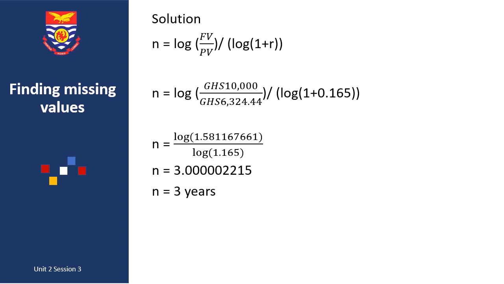You see, I didn't write 3 Ghana cedis because the question required us to find the number of years or the period. So anytime you are finding the number of years or period, you write it in years. You get it? If you are to find the future value or the present value, it's in cedi term or currency term, so you write it based on the currency prevailing in the question. So n is 3 years.